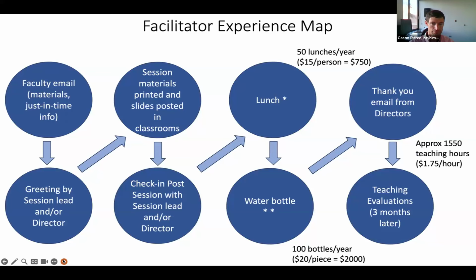And then for lunches, we have approximately about 50 faculty that teach for an entire day. And so we're providing $15 a person, about $750 worth of lunches. And so if you were to compare that to the number of teaching hours that we're recruiting from an entirely volunteer group, it is actually not expensive whatsoever. It really comes out to be about $1.75 per teaching hour.